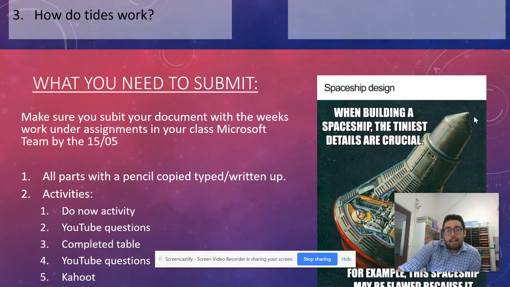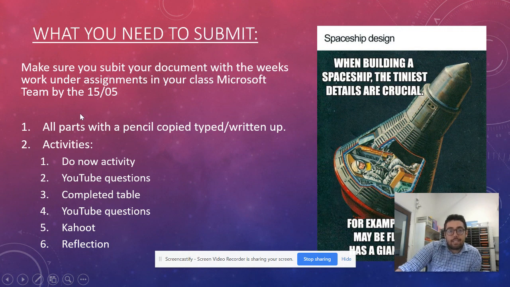And then our last slide is what you need to submit. Make sure you submit your document with the week's work under assignments in your class on Microsoft Teams by the 15th of the 5th. That's this Friday. All parts with a pencil need to be copied down or typed into your document, and the activities that you need to have completed are: the do now activity, the YouTube questions for activity 1 and 3, your table, the Kahoot, and then your reflection.